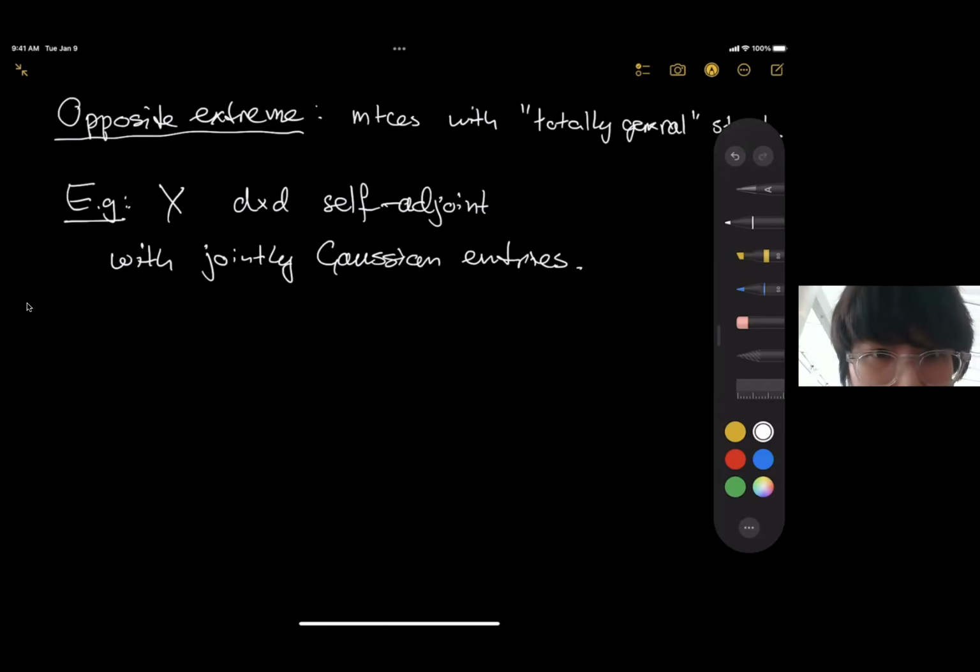May I ask a question? Yes, of course. By jointly Gaussian, do you mean they're pairwise Gaussian, or all of them are altogether Gaussian? Let me clarify. All of them are together Gaussian, but with an arbitrary mean and covariance matrix, let's say, for all of the entries.